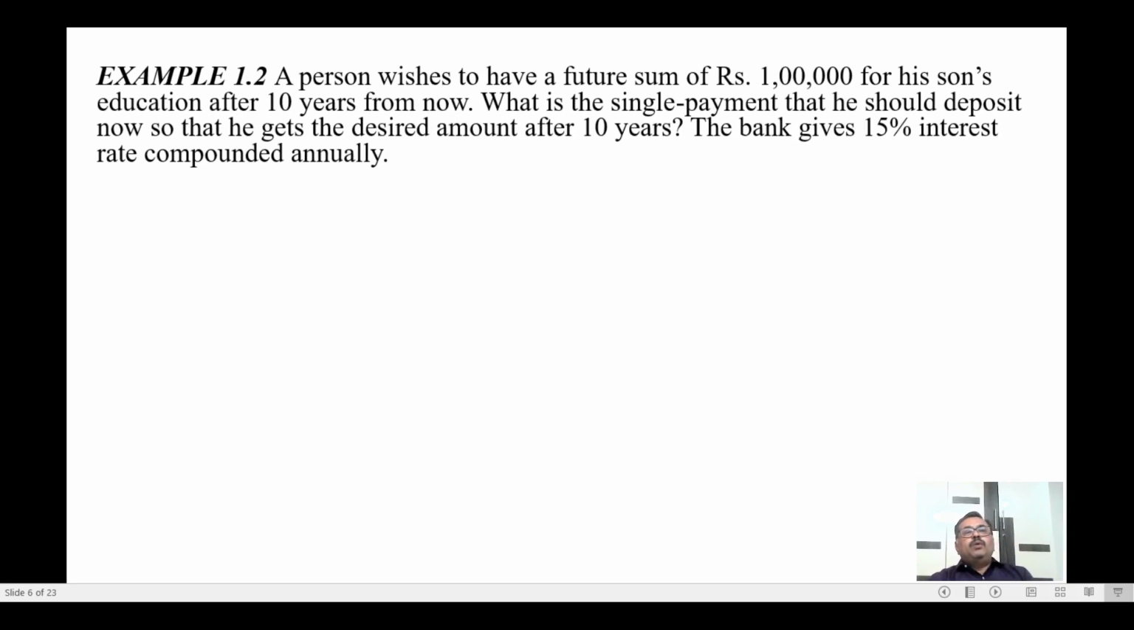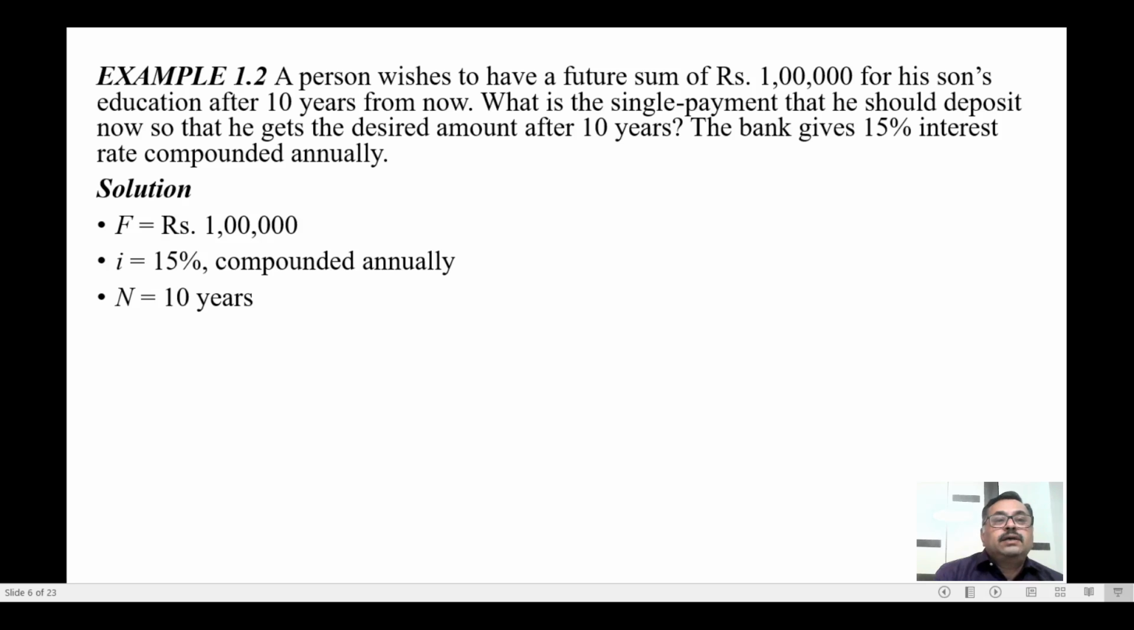So, the example 1.2, as you can see there: a person wishes to have a future sum of 1 lakh rupees for his son's education after 10 years from now. What is the single payment that he should deposit now so that he gets the desired amount after 10 years? The bank gives 15% interest rate compounded annually.